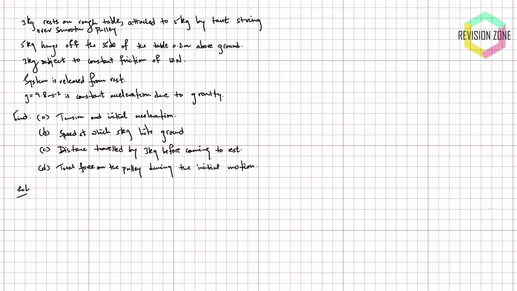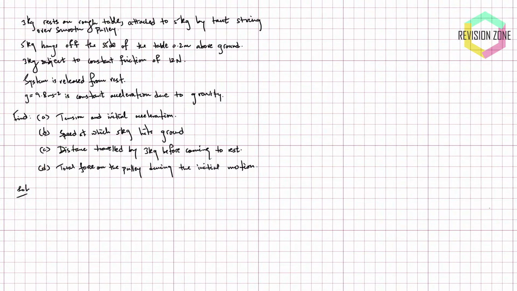In this question, we are given two particles of mass 3 and 5 kilograms. The one of 3 kilograms rests on a rough horizontal table, and the one of mass 5 kilograms hangs off the side of the table, 0.2 meters above the ground. The particle of mass 3 kilograms on the table is experiencing a constant friction of 12 newtons. The system is released from rest, and we have to answer these questions about the motion of the two particles.